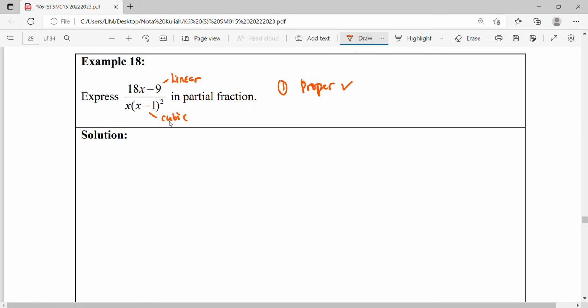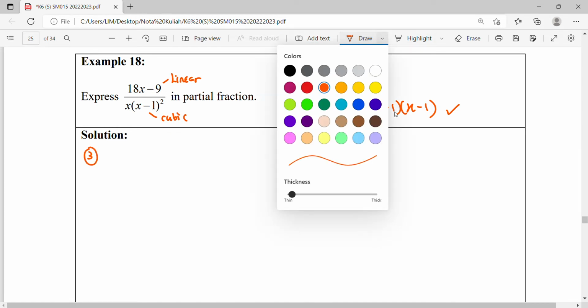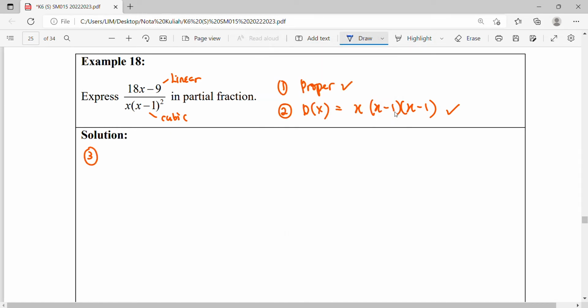Then we can continue. For the second step, we're going to notice whether our divisor, or our denominator, is completely factorized. As we can see, x times (x minus 1) square. So this is our factor from the denominator part. So actually the question has given the denominator completely factorized already. Then for the third step, we're going to split the factor to find out its partial fractions.